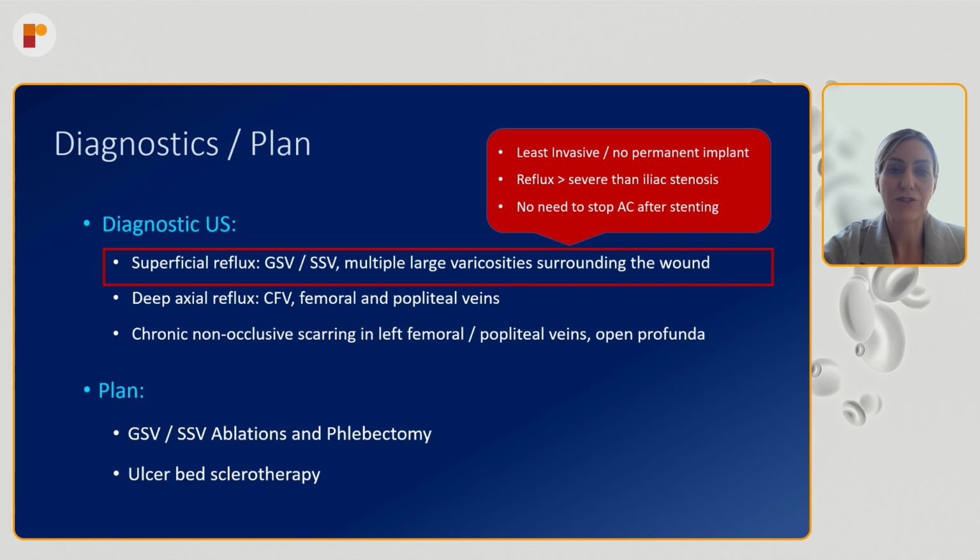Also, if we decided to treat with a stent later, this would already be treated, including all those large varices, meaning that we wouldn't have to hold his anticoagulation if we were having any trouble with his stent. So we planned for GSV, SSV ablation with concomitant phlebectomy for his large varices, and then we brought him back for ulcer bed sclerotherapy.